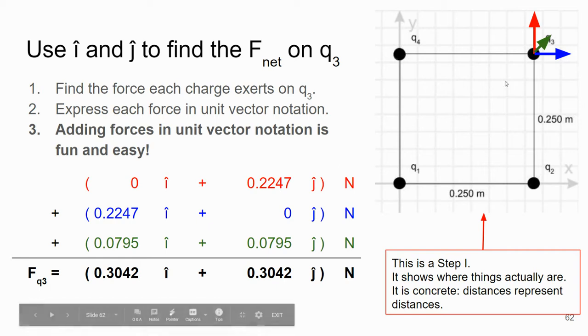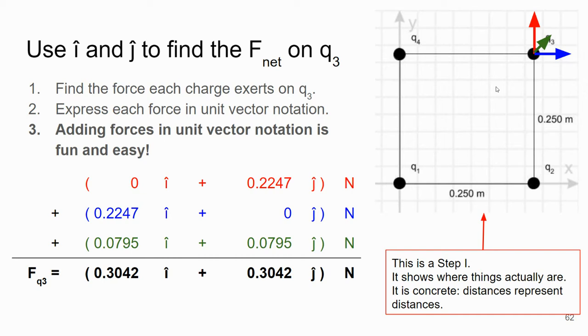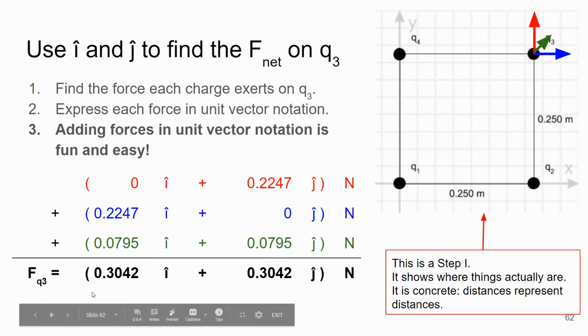And let me point out at this stage as well that what we're looking at here is a step 1. This is a sketch. What that means is this is a picture of where the things actually are. And on a sketch, distances are distances. So you go some amount to the right, well, you've gone a distance to the right. That's what a sketch is. So again, here we are. Force on Q3, this is the total force. I probably should have a sigma here. The sum of the forces on Q3 is this in i hat and j hat notation.